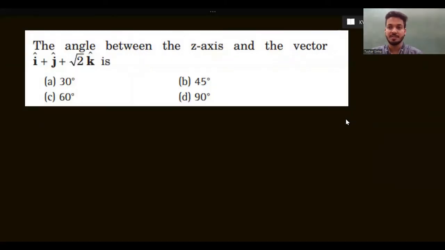Again, let's do this formula based question. The angle between the z axis and the vector is asked. Okay, so we have a vector, let's call this a vector, which is i cap plus j cap plus root 2 k cap.